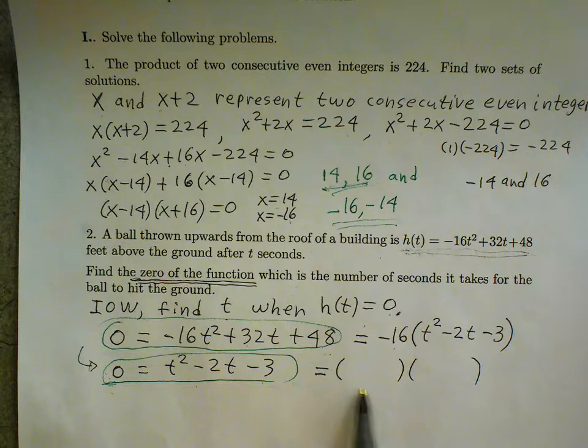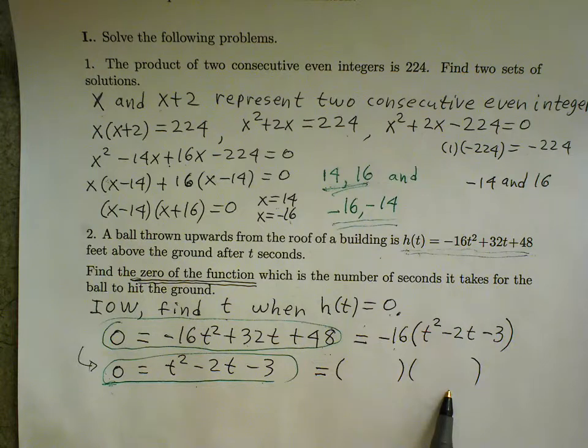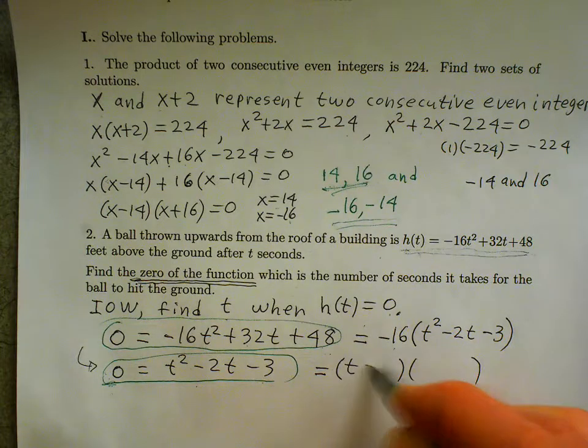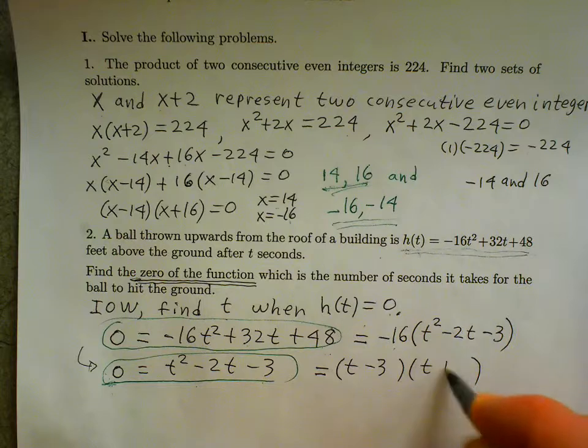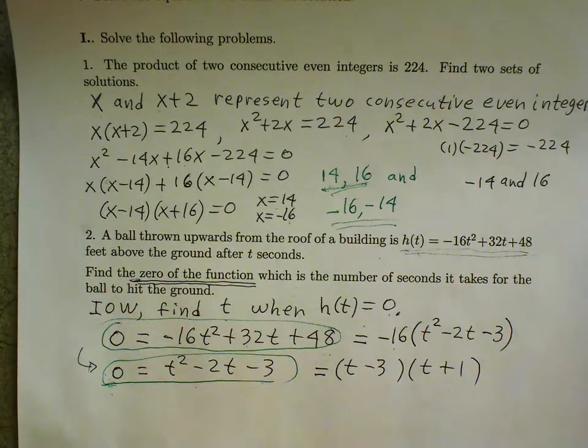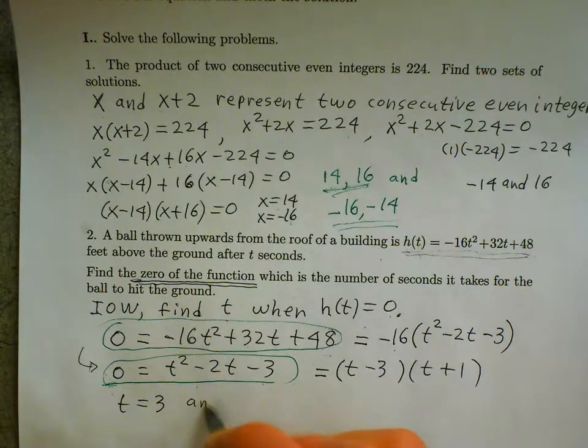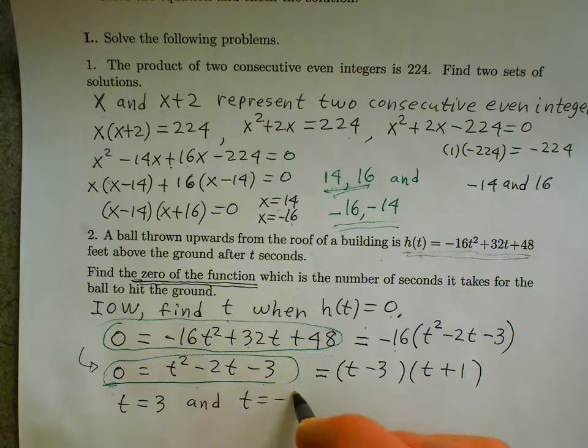Okay, what are the two factors? T plus 1 and t minus 3. Okay. T minus 3 and t plus 1. Okay, those are the two factors. The two solutions to this equation are t equals positive 3 and t equals negative 1.